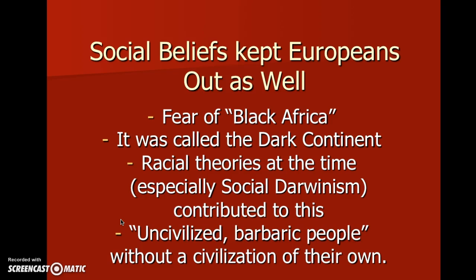Other things that kept Europeans out of Africa until the late 19th century: fear of black Africa, in quotes. It was called the Dark Continent. People didn't understand what was going on in Africa, and it built up prejudice about the African continent. Racial theories at the time as well contributed to this, especially social Darwinism. Many Europeans called them uncivilized, barbaric people without a civilization or culture of their own. Now when we say this, keep in mind, not everybody thought this. Many people did not believe this, but this became a prevalent idea that defined the age.